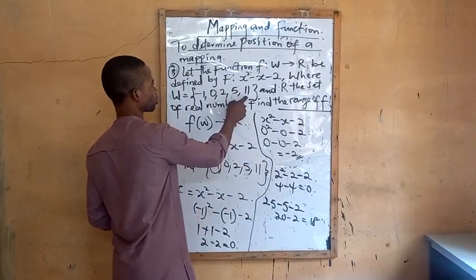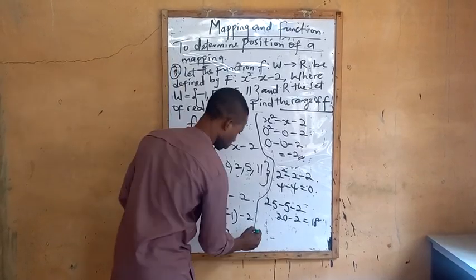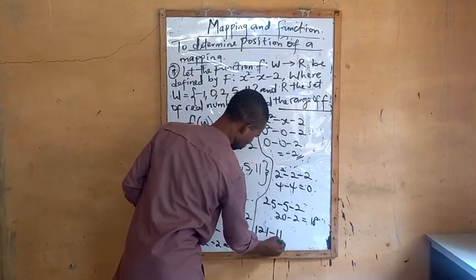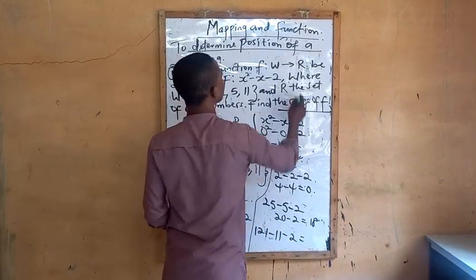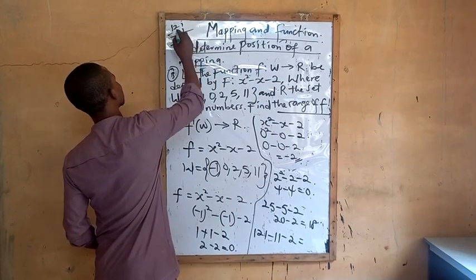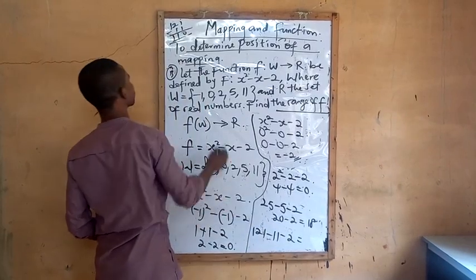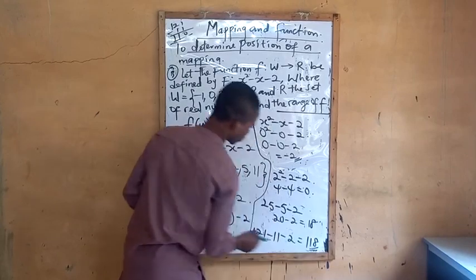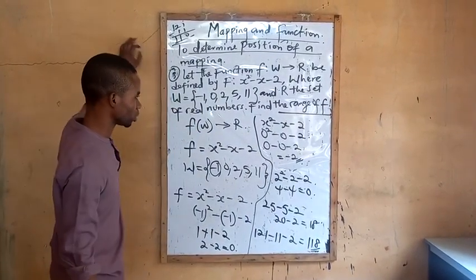Lastly, I'm going to substitute 11. 11 squared is 121, minus 11, minus 2. So 121 minus 11 is 110. Then 110 minus 2 is 108. What happened here is that they asked us to find the range.